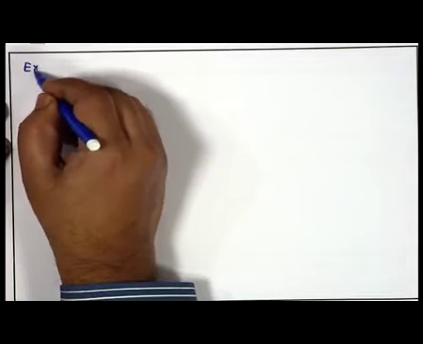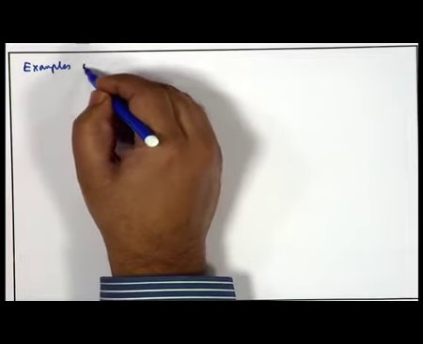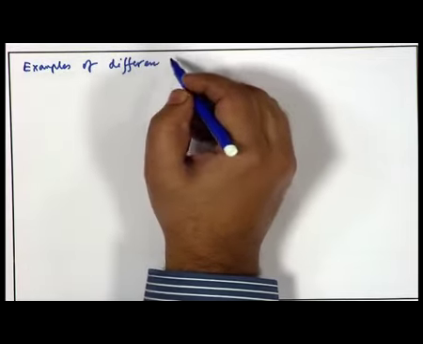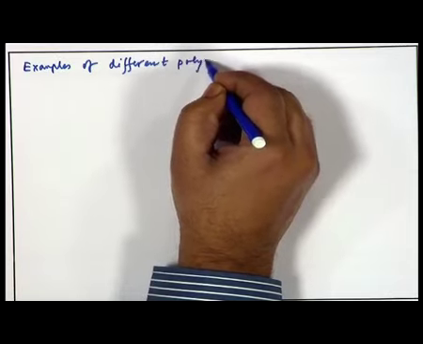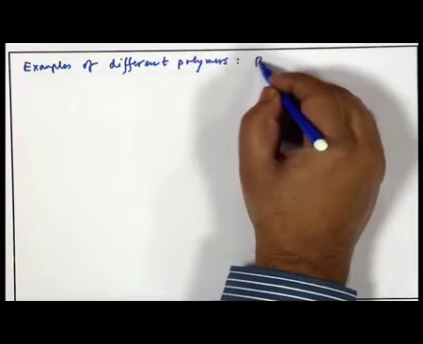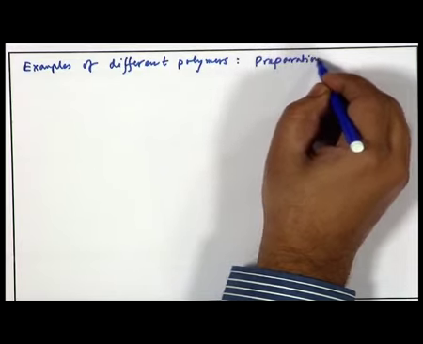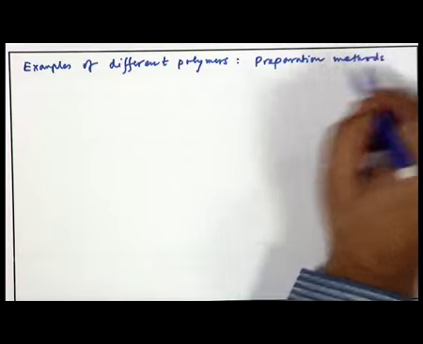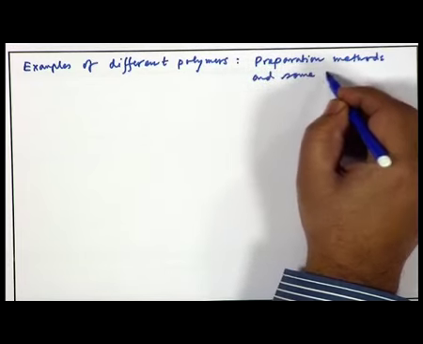So, with this we complete the classification part, and we will now move to the next topic. We will move to the examples of different polymers, their preparation methods and some applications.